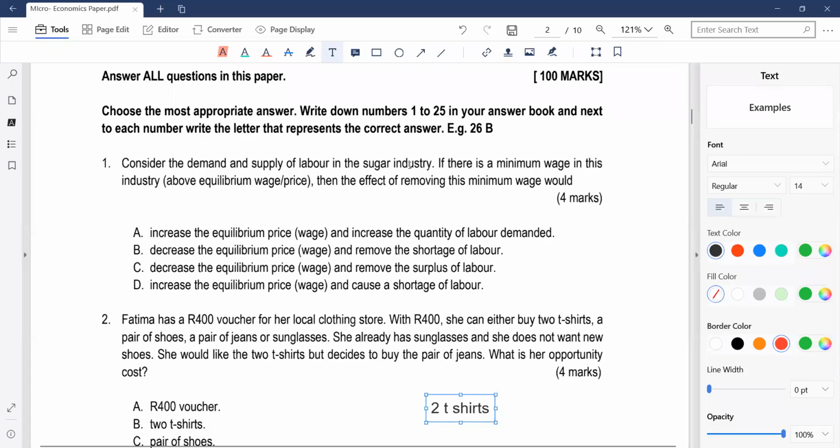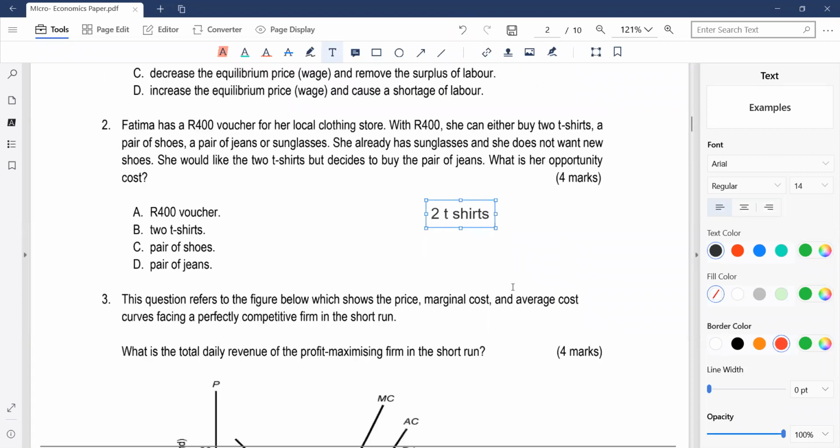So on question number 1, we said the answer is C. It's obviously a decrease in the equilibrium price and removes the surplus of labor. Because if the minimum wage is above equilibrium, there is a surplus of labor. When the wage rate is high, the firms are not employing a lot of people, so there is a surplus of labor. So there's a decrease in the equilibrium price and it removes the surplus of labor.